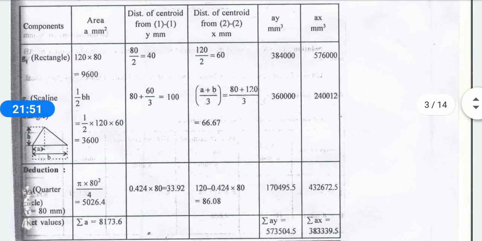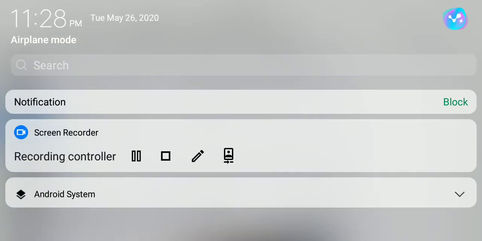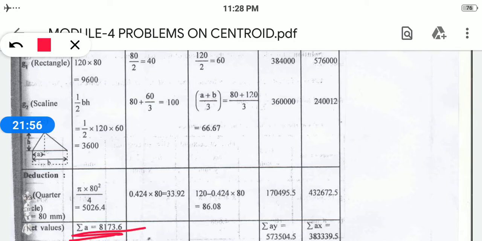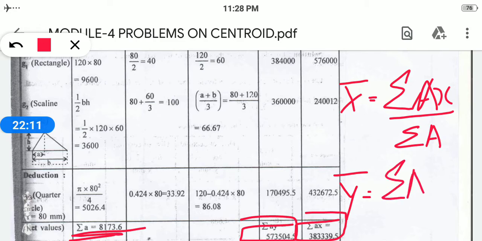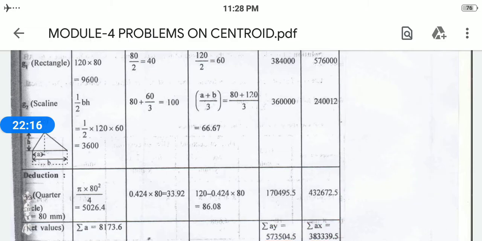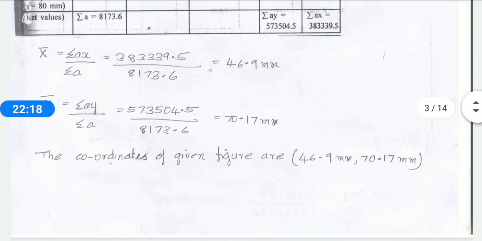You have to calculate the three parameters, that is summation of a, summation of ay, and summation of ax. Why? Because your x bar is equal to summation of ax divided by summation of a. Y bar is equal to summation of ay divided by summation of a. Substitute in the formula to get your coordinates. Now I hope you all had an idea how to find it.